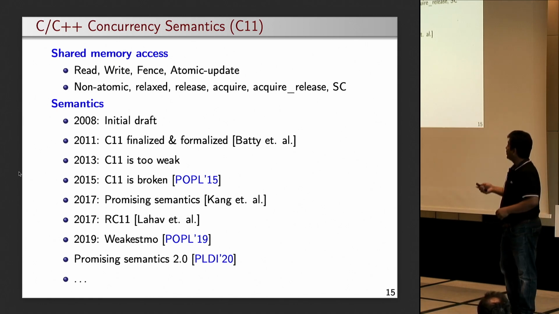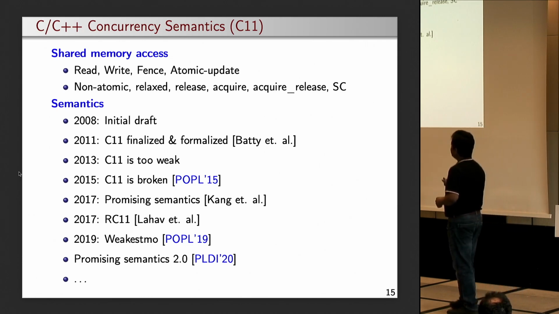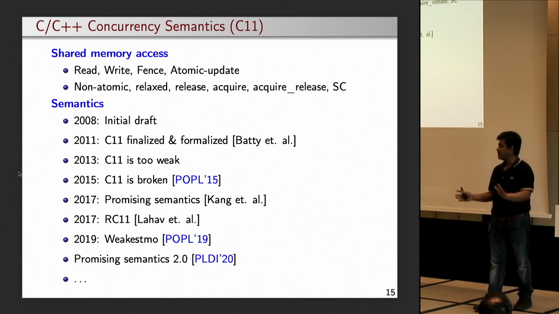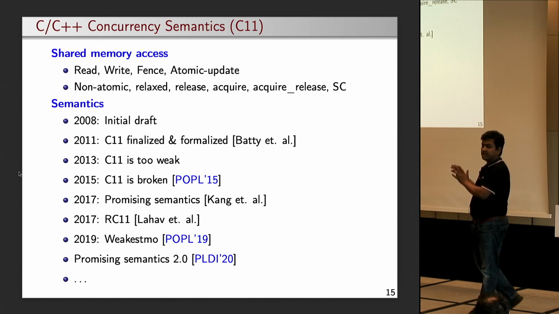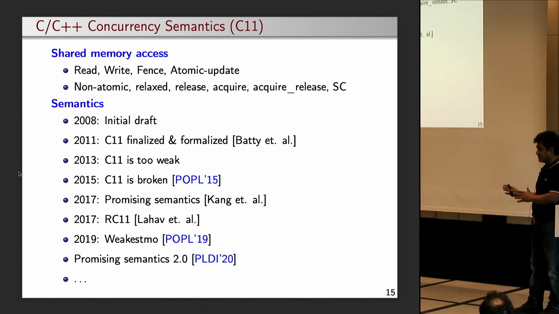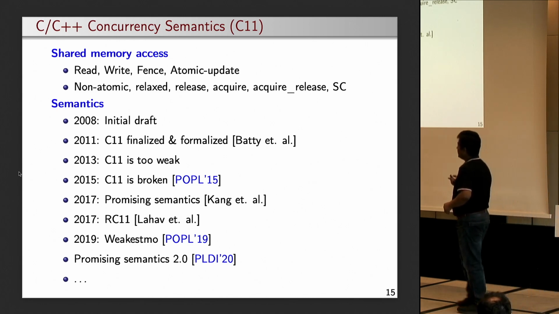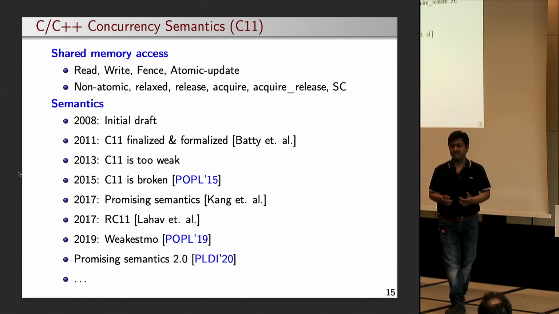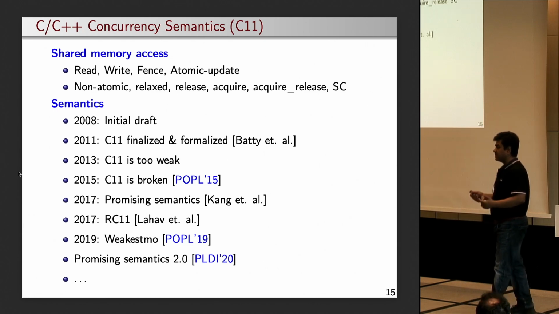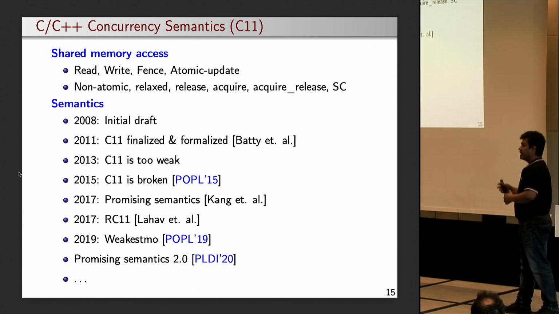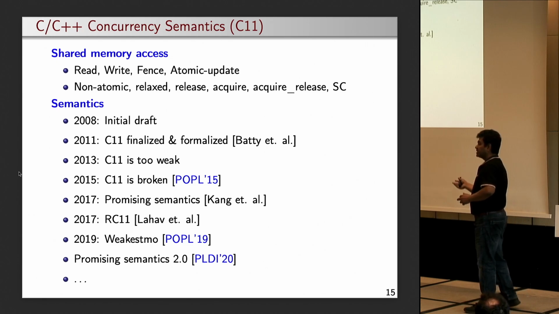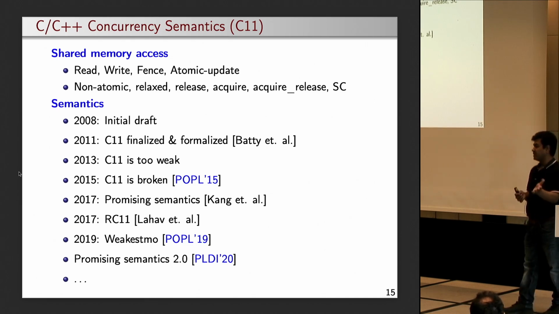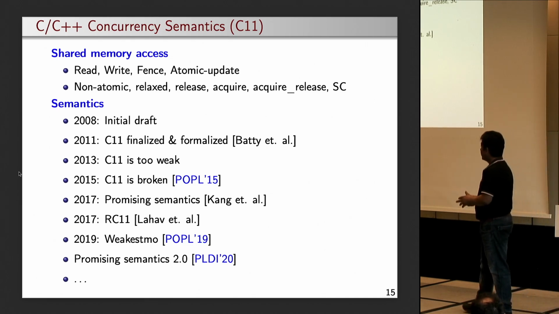However, in 2013, people found that the C11 model is too weak, and it does not give the proper guarantees for well-synchronized programs without data races. It does not actually provide any data race freedom guarantees. And in 2015, we could show in a paper that many desired compiler optimizations are broken in the C++ concurrency model. It means that the model does not allow those optimizations to be deemed correct, so now it is not clear which optimizations we can perform and which we cannot.